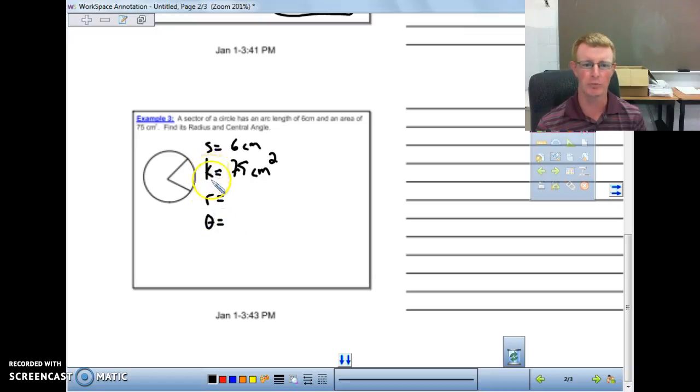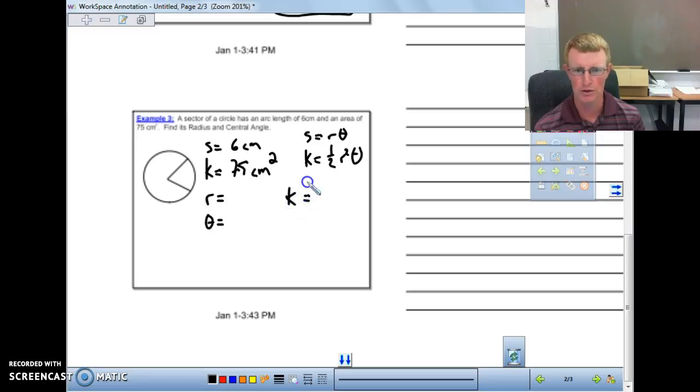So we have a little bit of a problem because usually we use one or both of them for both our arc length and our area, but we don't have either one of them. So what we want to do then is maybe look at that extra formula that we were taught. So we have two formulas that we've used so far: S equals R times theta and K equals 1/2 R squared theta. And because we don't have either R or theta, we can't really use these formulas. But what about that extra formula that we have, 1/2 times R times S? Well, we have our K and we have our S.